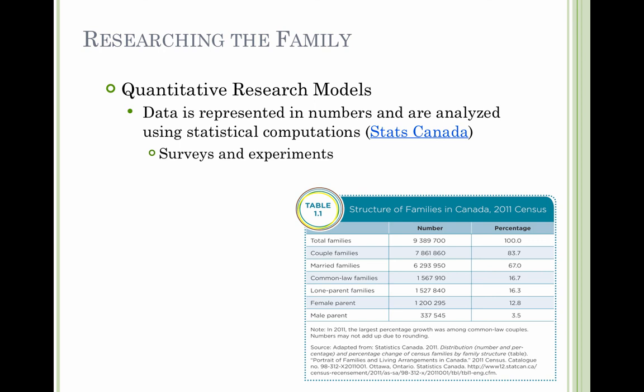They often perform statistical analysis, engaging in correlational research. Is there a relationship between these events that are occurring? Cross-sectional research, cohort-affected studies, and longitudinal research. What you're seeing in the bottom right-hand corner is a table which looks at structures of family, and it's through quantitative research that we find out the number of total families, the number of families in couples, the number of families that are married, that are common law, lone parent, single parented by females, and single parented by males. And it's through this type of research that we can get this sort of information.